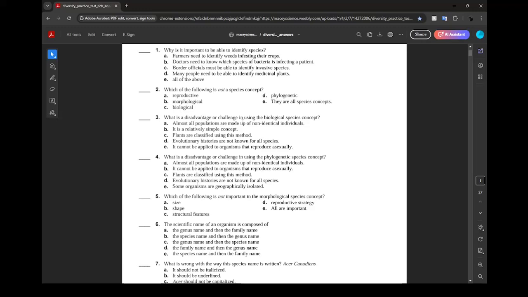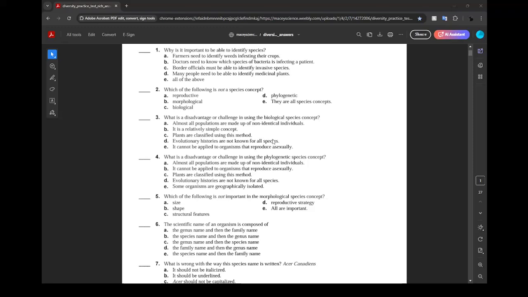We're looking for a disadvantage here. Evolutionary histories are not known. Okay, so that is a possible advantage, but we're gonna keep looking. It cannot be applied to organisms that reproduce asexually. Ooh. Okay, so I think in this case we're probably going to select E since we don't really need evolutionary history.